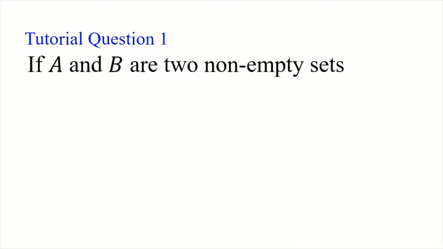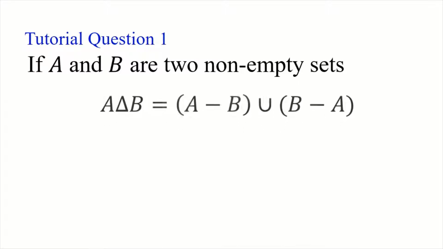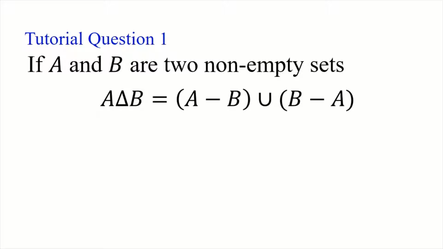So let's consider the first tutorial question. If A and B are two sets that contain elements, which means A and B are non-empty sets, the symmetric difference of A and B, written A triangle B, is equivalent to A minus B, then union B minus A. That is, A triangle B is the difference between A and B union the difference between B and A.